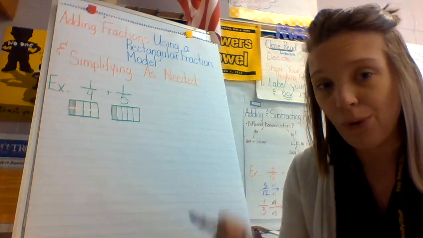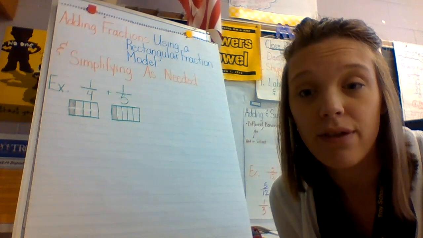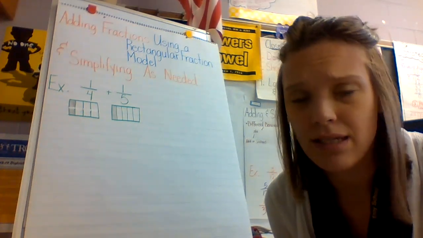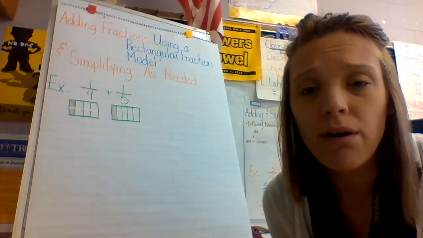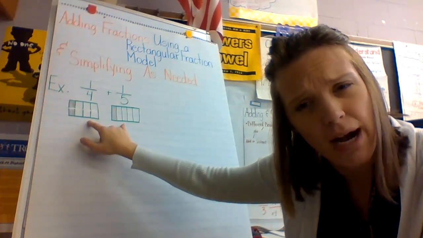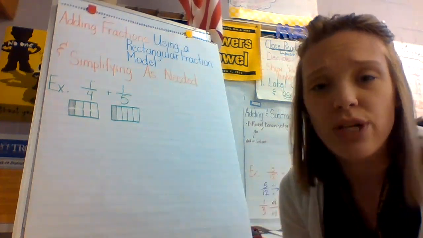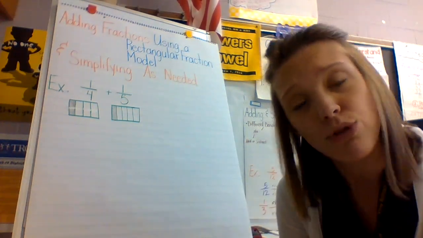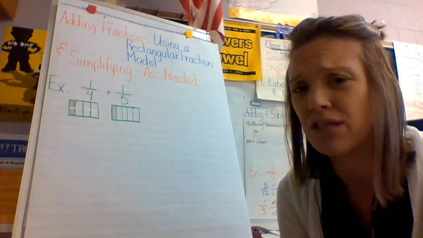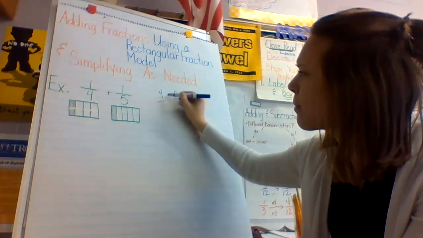All right, so I'm going to begin with an example, 1/4 plus 1/5. Now, we know that immediately these denominators are not the same. We have a denominator of 4 and a denominator of 5. So I made two rectangular fraction models to visually show what 1/4 and 1/5 looks like. And my students know that they need to find the least common multiple so that we can finally add, because we can't add two fractions with different denominators. So we will use the white margin and we will begin to skip count.